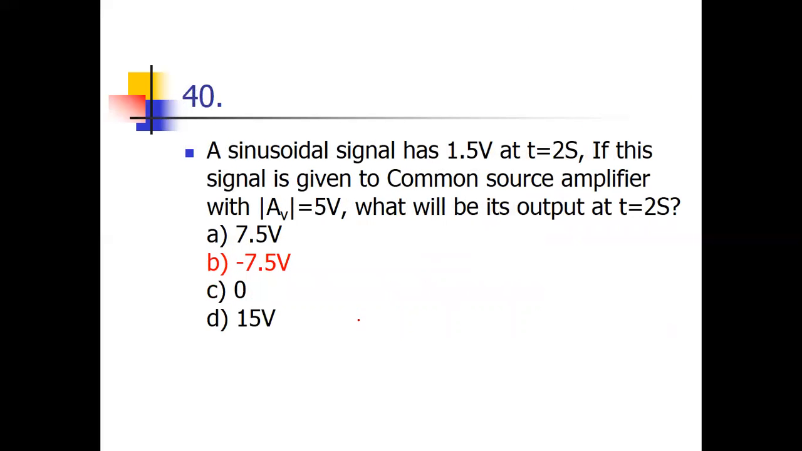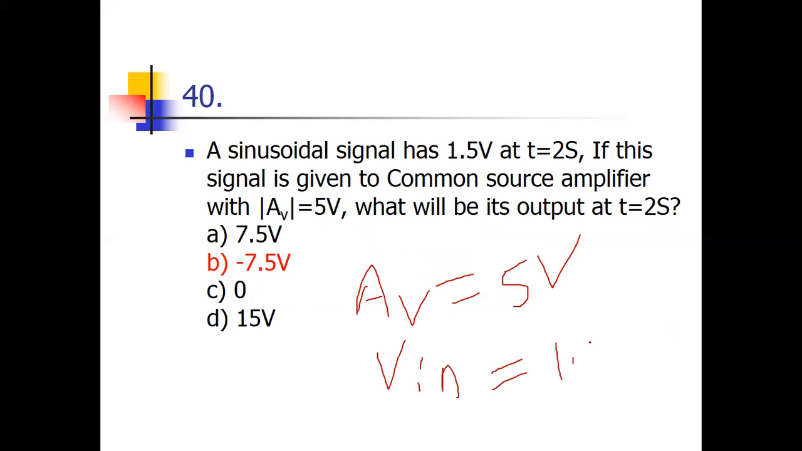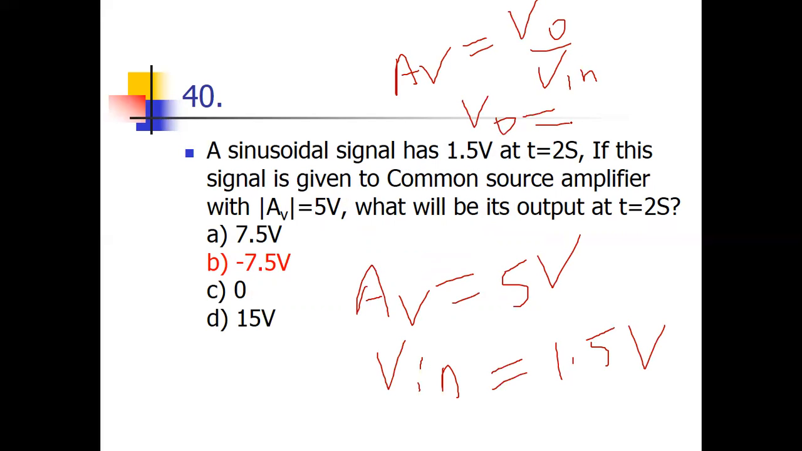Now a sinusoidal voltage has 1.5 volt at t equals 2 seconds. If the signal is given to a common source amplifier, the voltage gain is 5. What is the output? The input is 1.5 volt at t equals 2 seconds, and they are asking the output at the same time, 2 seconds. So you know what voltage gain is? Voltage gain is output upon input. So output equals voltage gain times input. So voltage gain is 5, input is 1.5.